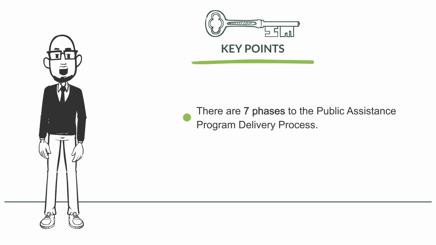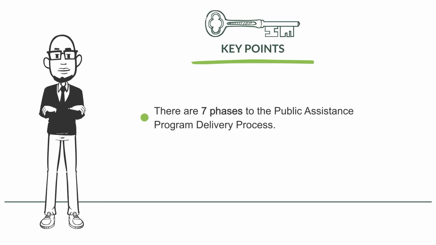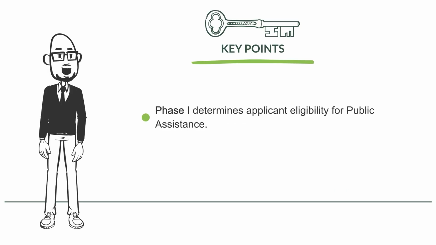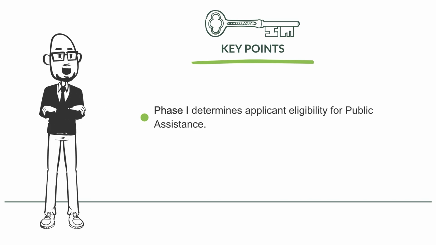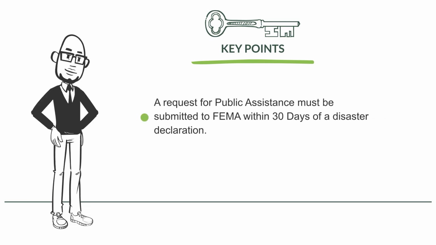Key points. There are 7 phases to the Public Assistance Program delivery process. Phase 1 determines applicant eligibility for public assistance. A request for public assistance must be submitted to FEMA within 30 days of a disaster declaration.